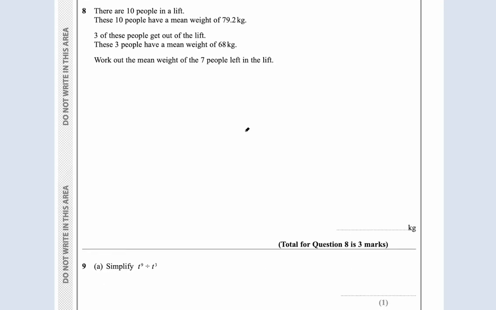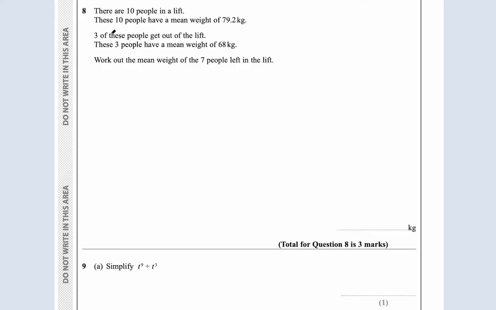Okay, question 8. There are 10 people in a lift. These 10 people have a mean weight of 79.2. 3 of the people get out of the lift. These 3 people have a mean weight of 68 kilograms. Work out the mean of the 7 people left in the lift. Right, okay, this is a combined mean question, guys. I've seen these types of questions many times. They're not easy, but they're familiar, so you should have practiced them.